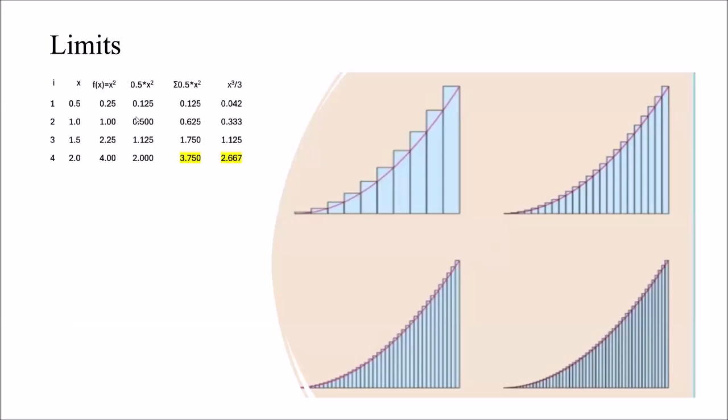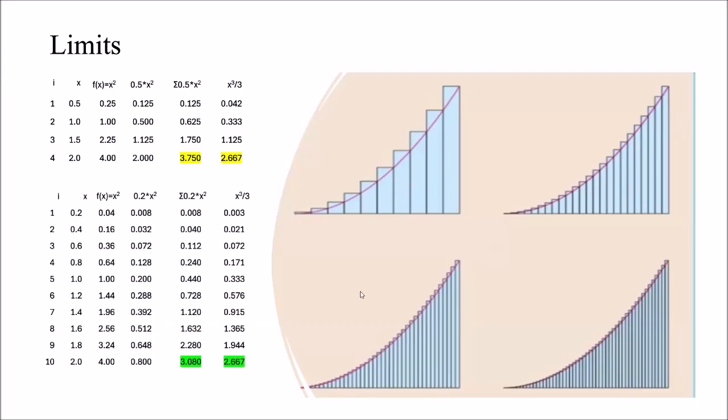Recall, this is what we just did using 4 rectangles. For comparison, the bottom graph and table are using 10 rectangles, each of width 0.2. Repeat the steps, we get 3.08, much closer to the true value. As one uses more, thinner rectangles, the estimation gets better, but computation also gets more tedious. Anyway, all these sums are still only approximations.